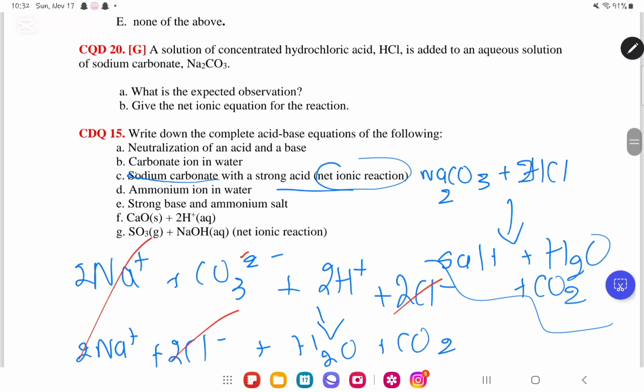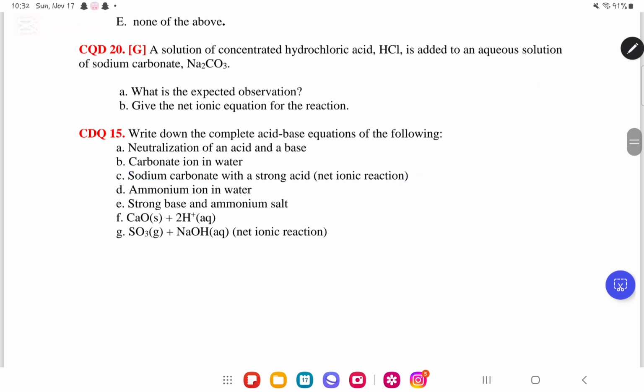And so now we are left with the net ionic equation being CO3 2- plus 2H+ is going to give us H2O liquid plus CO2 gas. Now, an ammonium ion, NH4+, in the water, which is H2O liquid. What will it produce? We know, first of all, it is a partial ionization because ammonia is a weak base. So then an ammonium ion is going to be a weak ion or a weak electrolyte.